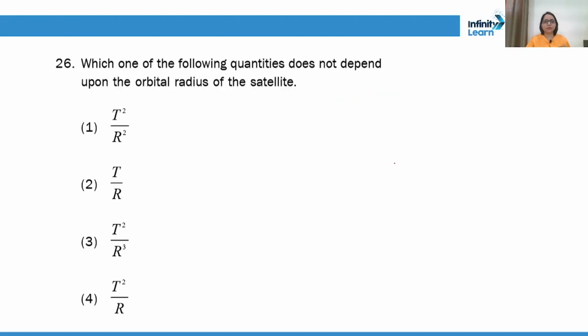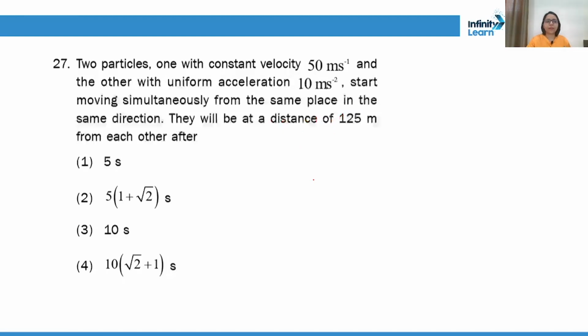Question number 26. Which of the following quantities does not depend upon the orbital radius of the satellite? So T square is directly proportional to r cube. So T square is equal to k r cube. So T square upon r cube is equal to a constant, which does not depend on the radius of the satellite. So our correct answer is option 3.